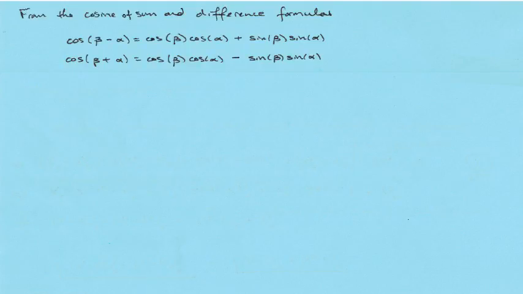And so in this last video, we'll derive our sum to product and product to sum identities. So let's review, or let's remember, our cosine of the sum and difference formulas. We had the cosine of the difference of beta minus alpha as being cosine of beta cosine of alpha plus sine of beta sine of alpha. The cosine of beta plus alpha gave us cosine of beta cosine of alpha minus sine of beta sine of alpha.